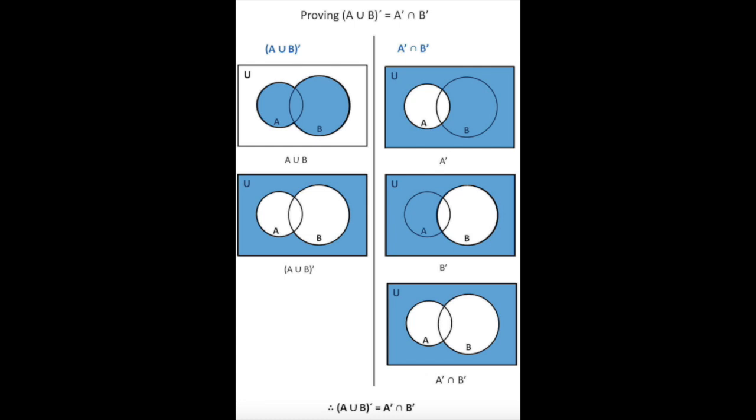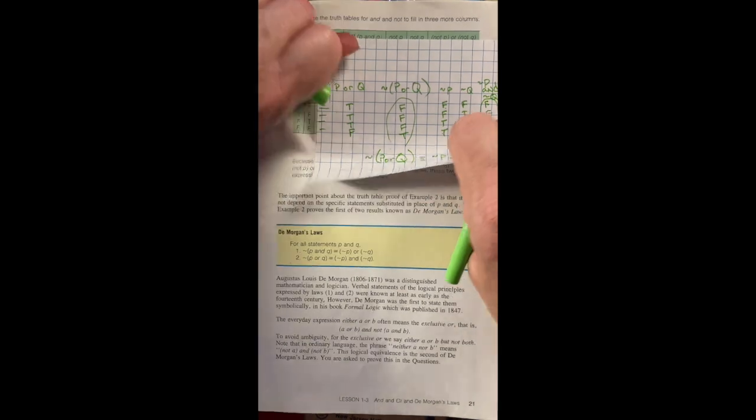And that makes the picture on the left at the bottom the same as the picture on the right at the bottom. And so the equivalency statement at the bottom of the whole graphic there is true, that not (A union B) is equivalent to not A and not B. That is pretty much De Morgan's law, and that's really what this is all about.